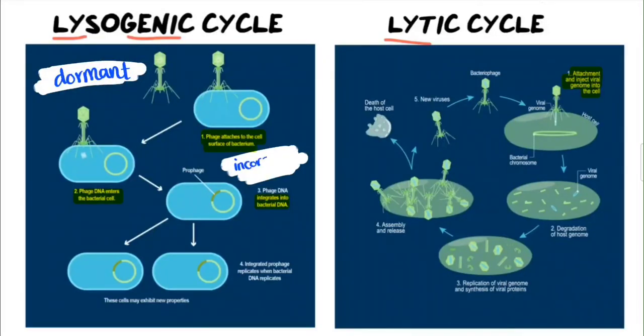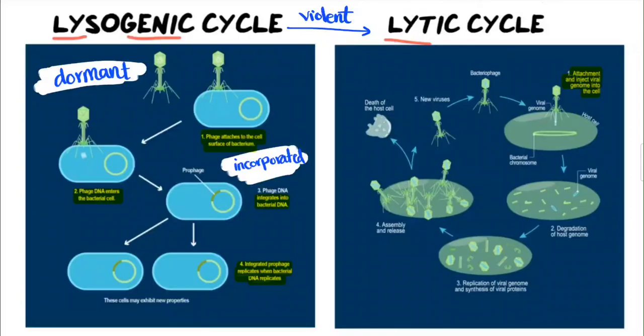It's incorporated. Okay? This part is just like it's part of the DNA. Then the integrated prophage replicates when bacterial DNA replicates. And here we stop until certain conditions, such as cell death, occur, so that the concentration of repressor proteins decreases and they can finally be activated to cause a disease. That is when it becomes violent and turns into the lytic cycle.